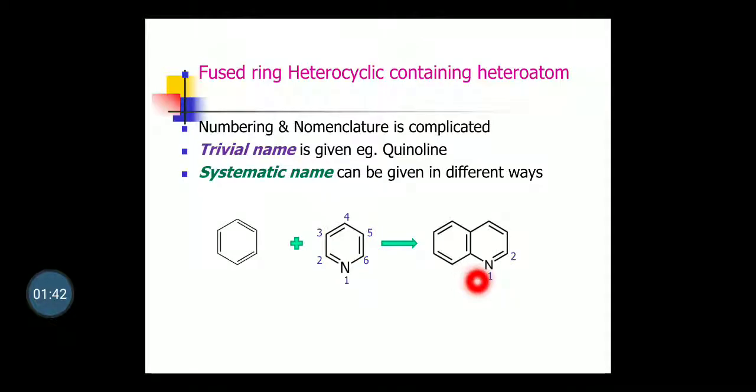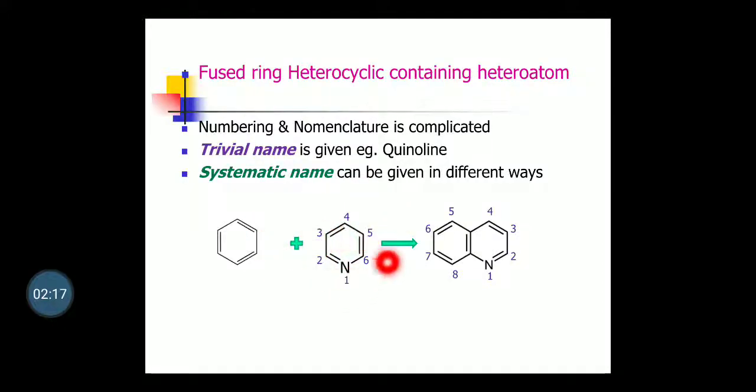We have to start the numbering with the nitrogen, and we have to cover first the heterocyclic ring completely, the numbering of the heterocyclic ring, then cover the homocyclic ring, because in this type of fusion there are two rings fused together. This is the homocyclic ring, which we call benzene, and pyridine is the heterocyclic ring. So we give numbering to the heterocyclic ring either clockwise or anti-clockwise. There is no problem, that will be by the rule.